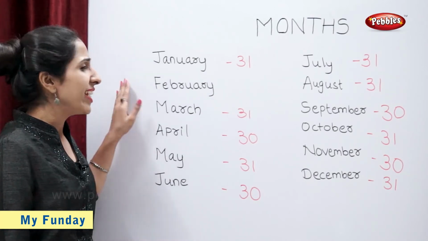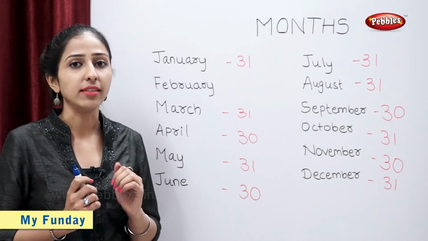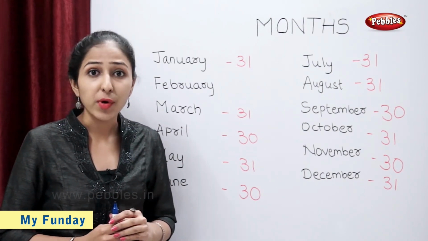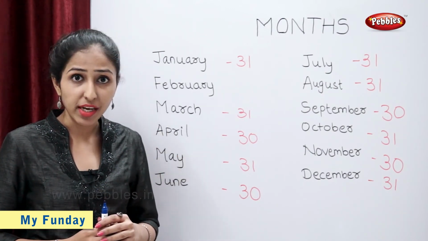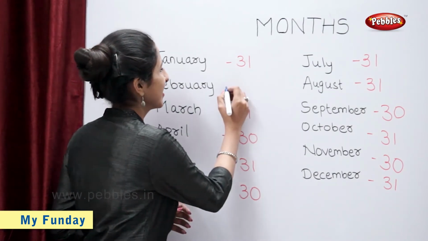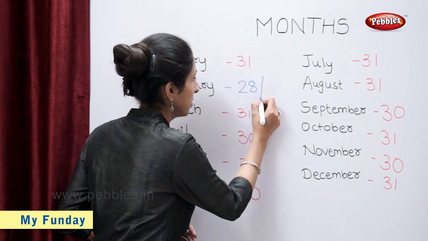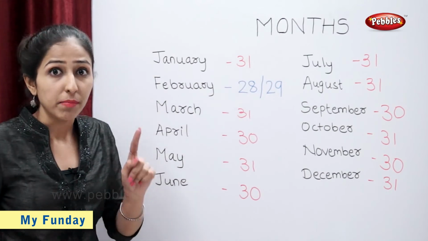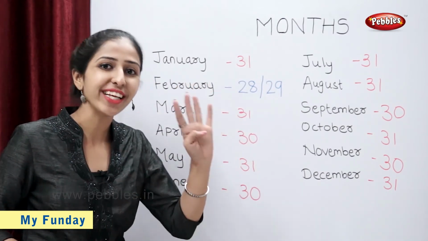Students, let's learn about February. February is the shortest month. It has less than 30 days. February has 28 days, but in a leap year, February has 29 days. Remember, students, a leap year comes after every 4 years.